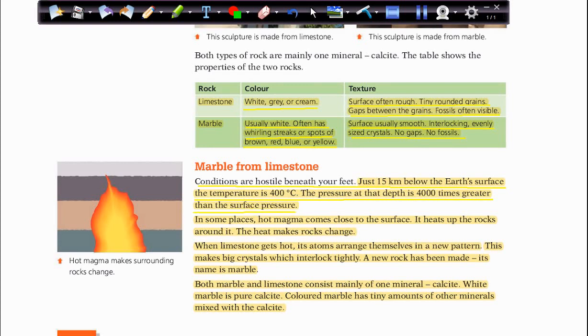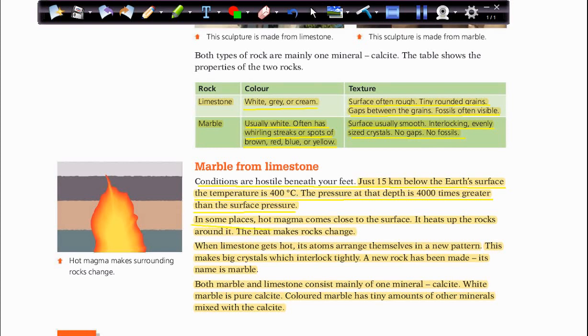We all know under the Earth's crust, we have different temperature and different pressure. So conditions there are not easy. It's very hot. For example, if people are working in mines, they can see the difference. So under your feet, just 15 kilometers, the temperature is 400 and the pressure 4,000 times greater than the surface.